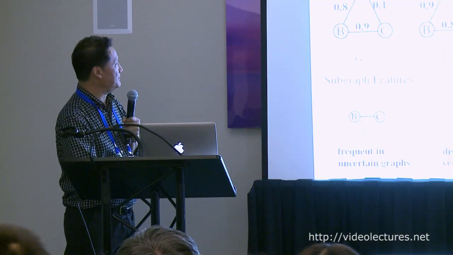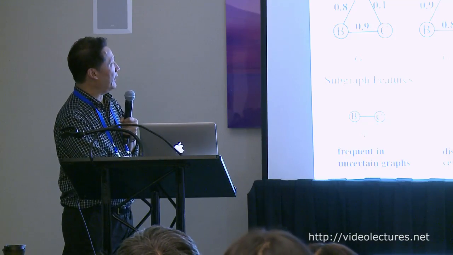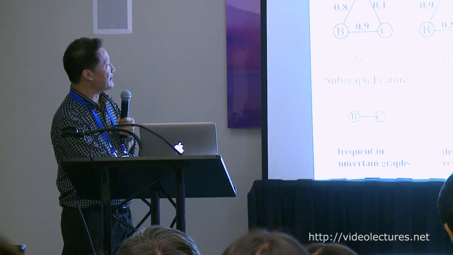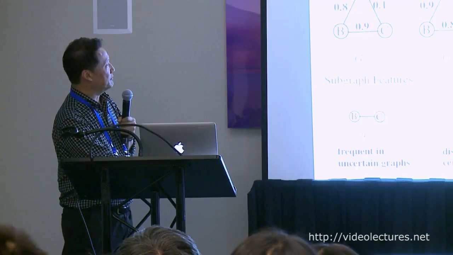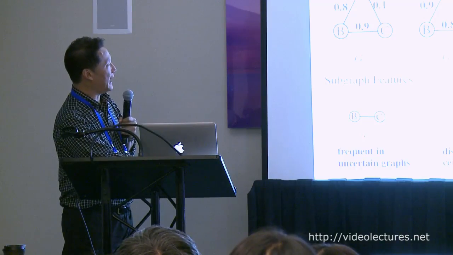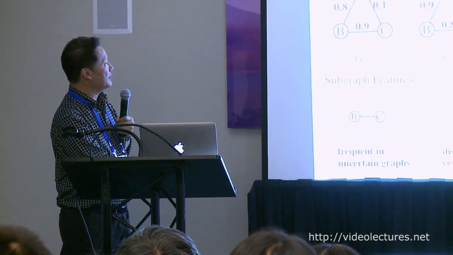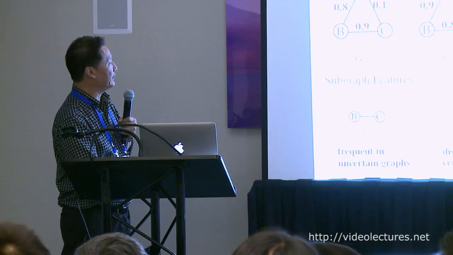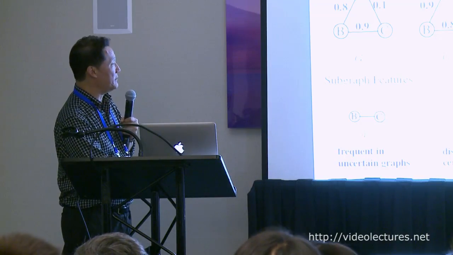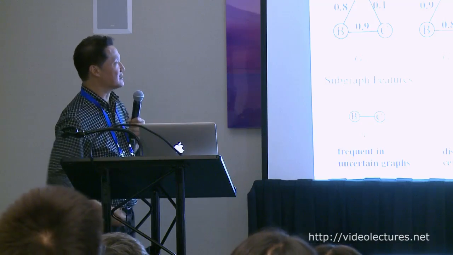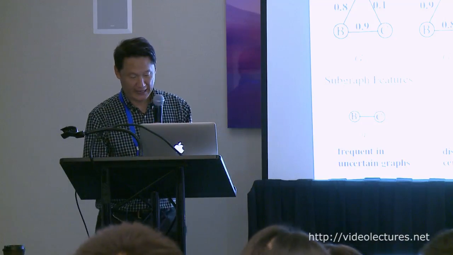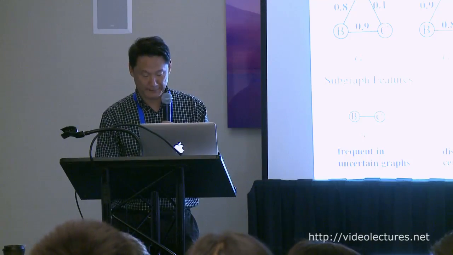But if you look at ABC, although ABC appears in both the positive and negative, in the negative there's a very low probability, because you multiply these two probabilities together, so that is very low. And this is much higher. So this is indeed a discriminative subgraph in these four uncertain graphs. Okay, so you get the basic idea. That is what we want to mine.